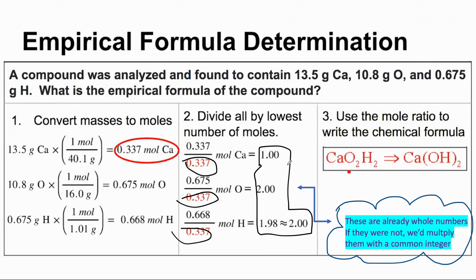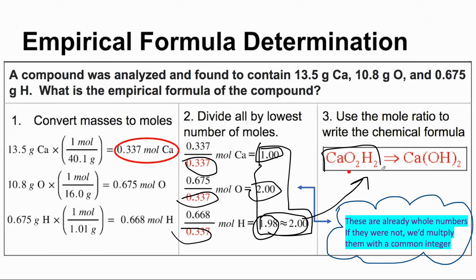If any of them were not whole numbers and we couldn't have rounded them up very easily like this, like if they were 3 or 4 numbers apart, I would have thought of a common number that I would have multiplied all of these three with, but we don't have to do that. So now I know that I have 1 part calcium, 2 parts oxygen, and 2 parts hydrogen, and this is exactly what we wrote here.